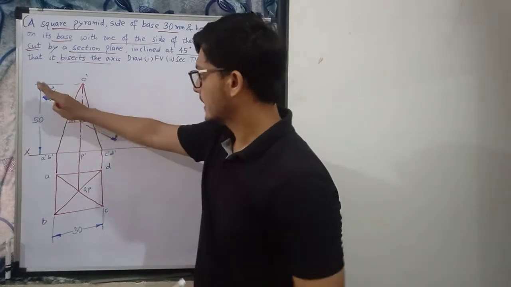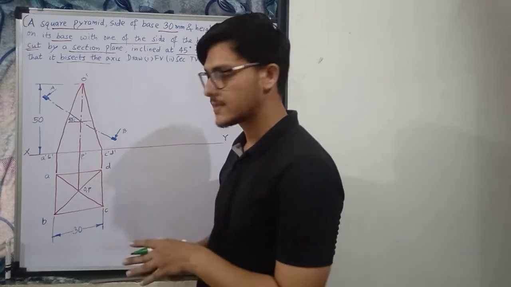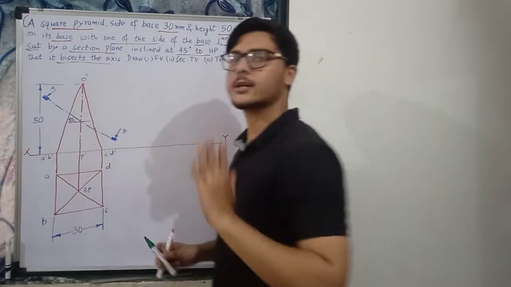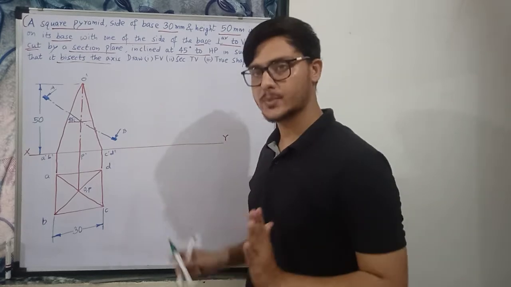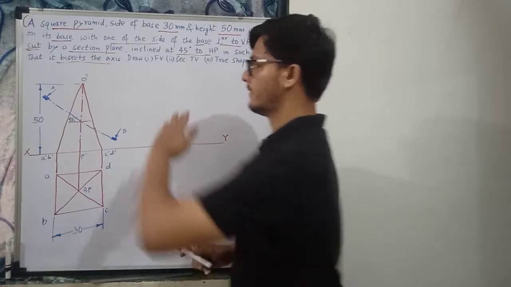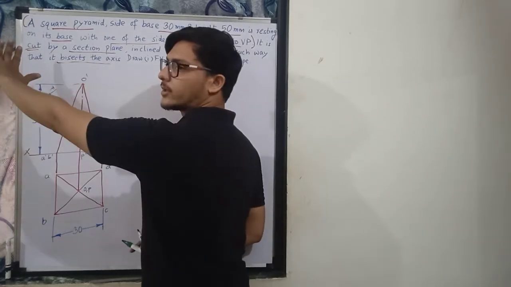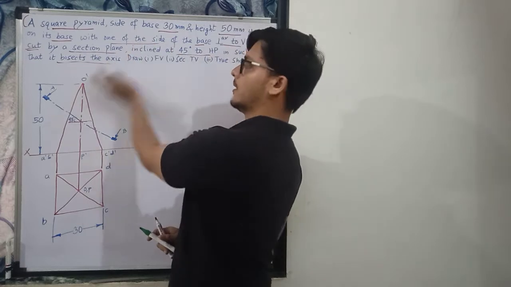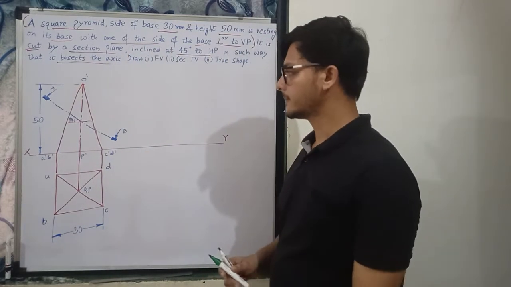You can cut this in this manner also. I'm repeating once again, you can cut in this manner also, 45 degree like this also. It's up to you, it's your choice. As per your space availability, you can cut it the way you want. If I have cut this, my true shape will not come this side. The space is limited, so my true shape I can draw here. That's why I'm getting it in this manner.